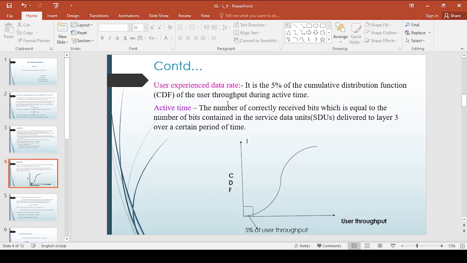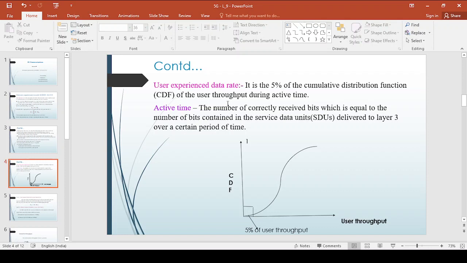Now what is the active time? Active time is nothing but the correctly received bits, which is equal to the number of bits, right? Whatever the number of bits that are present in the service data units should be equal to the number of correctly received bits which are delivered to layer 3 over a certain period of time. Delivering to a particular layer over a certain period of time is nothing but the active time, right?